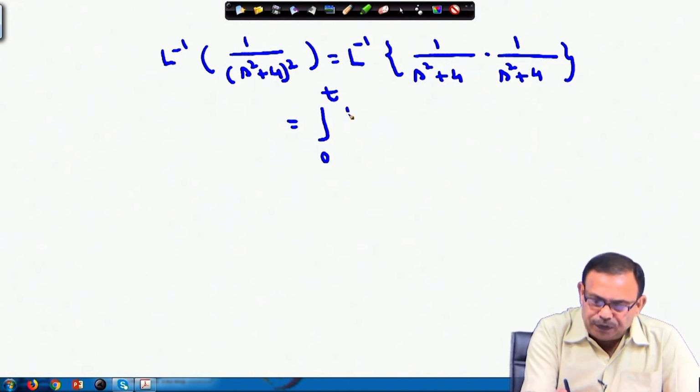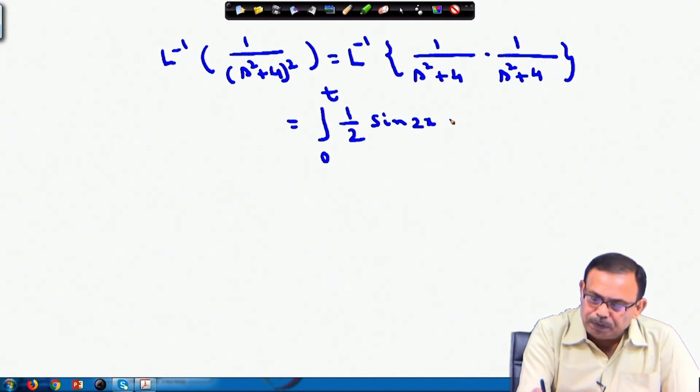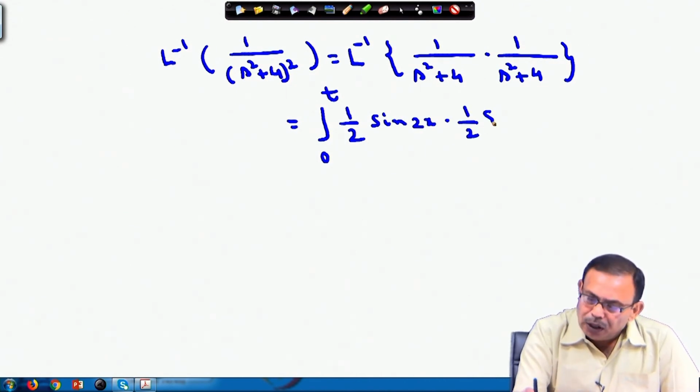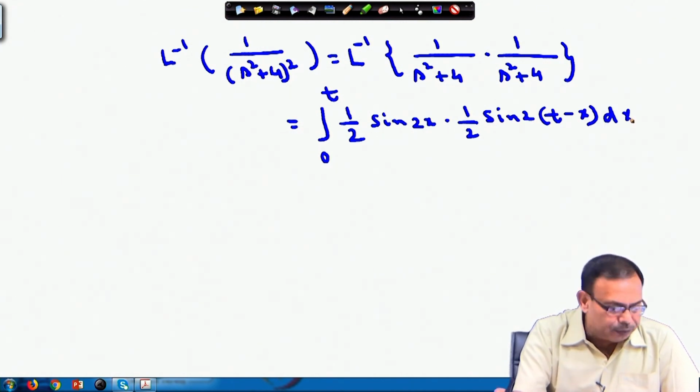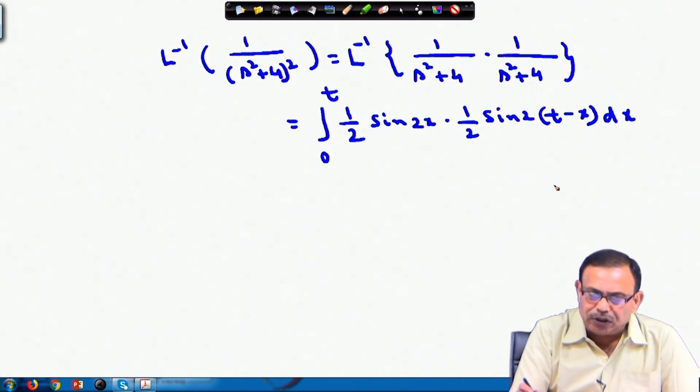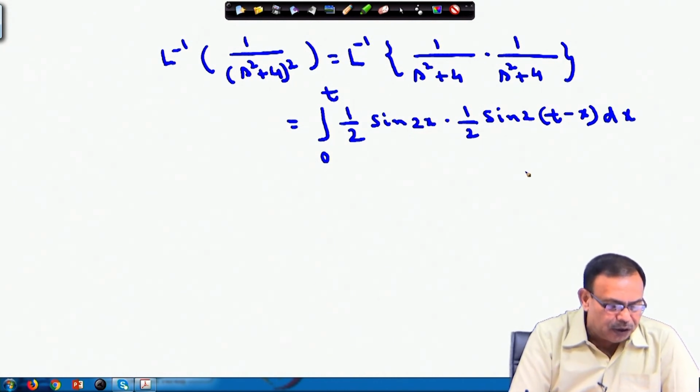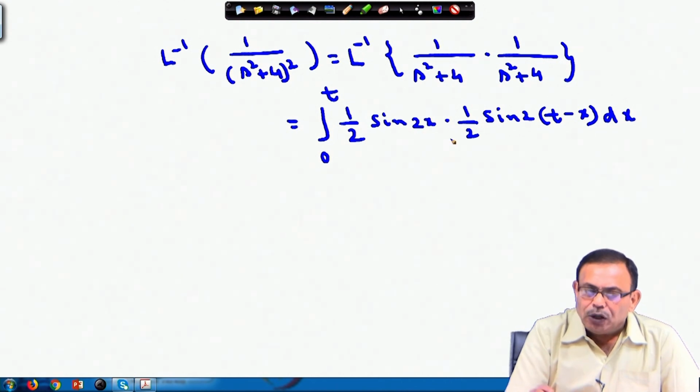That is, half into sin 2x into half into sin 2 into (t minus x) dx. And we know the Laplace inverse of 1 by s square plus 4 is half into sin 2t. So, this I am writing in terms of integrals from 0 to t. This is basically f star g, where f is this function half sin 2x and g is half sin 2t.